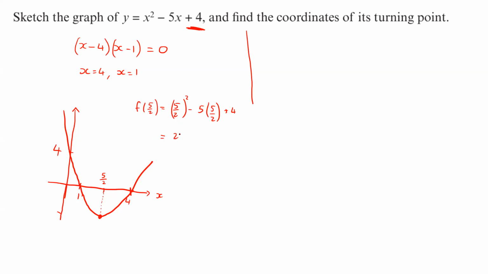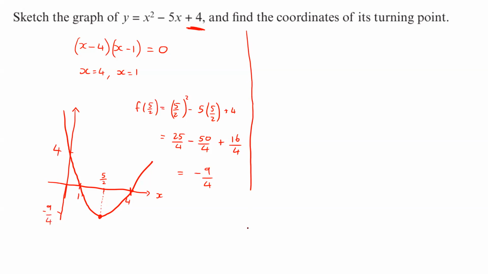So 25 over 4 minus, this is going to be 25 over 2. So that's actually 50 over 4. And because these are all over 4, I'm going to make this over 4 as well. So that's 16 over 4. So I'm just doing this mentally rather than using a calculator. 25 minus 50 is minus 25. And minus 25 plus 16 is minus 9. So this is going to give me minus 9 over 4, which is this value here. Phew.